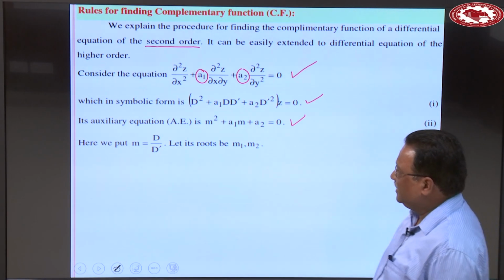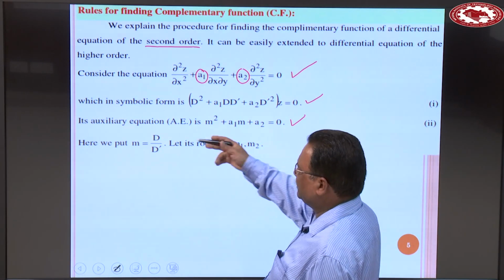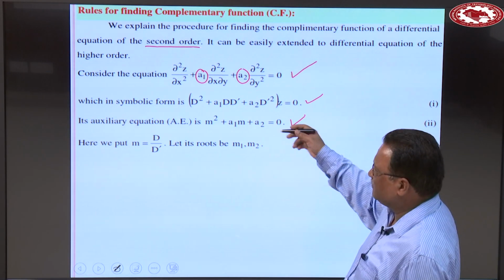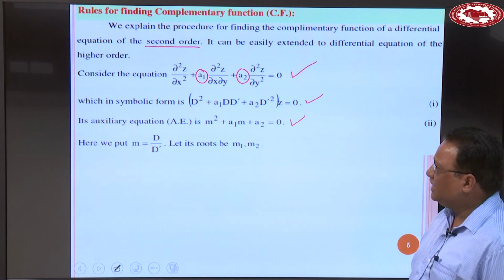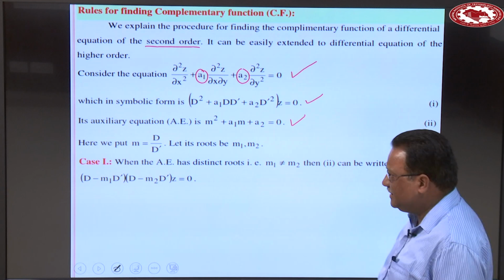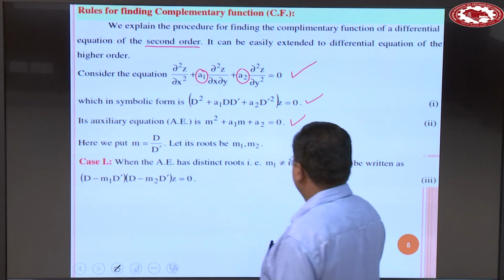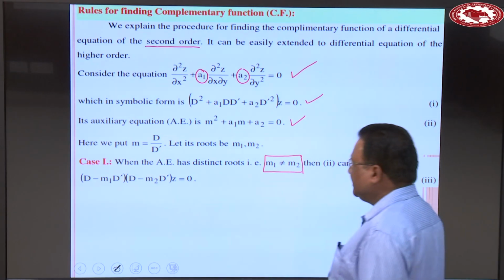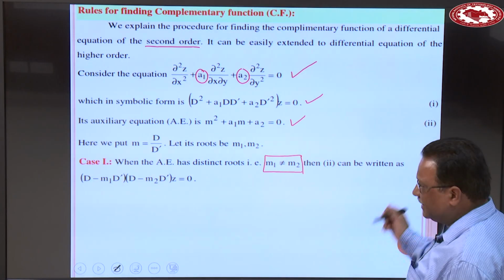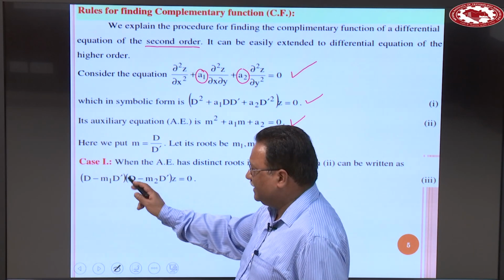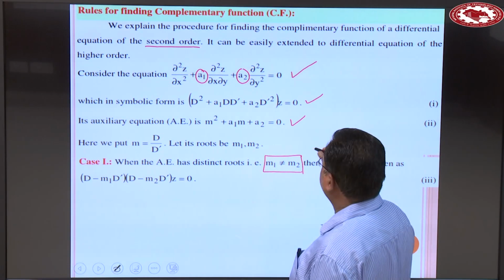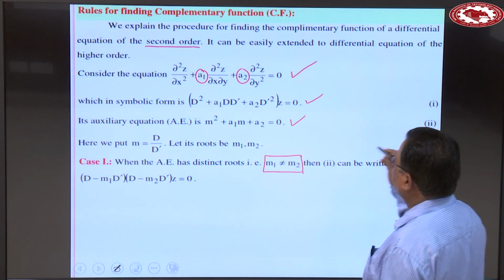Here we can put m is equal to d over d dash and let its roots be m1 and m2. So solve this auxiliary equation, you will get two values of m, and those are m1 and m2. Now we will discuss a few cases. Case 1 is when the auxiliary equation has distinct roots. Distinct roots means m1 is not equal to m2. Then the second equation can be written as d minus m1 d dash, d minus m2 d dash z is equal to 0.